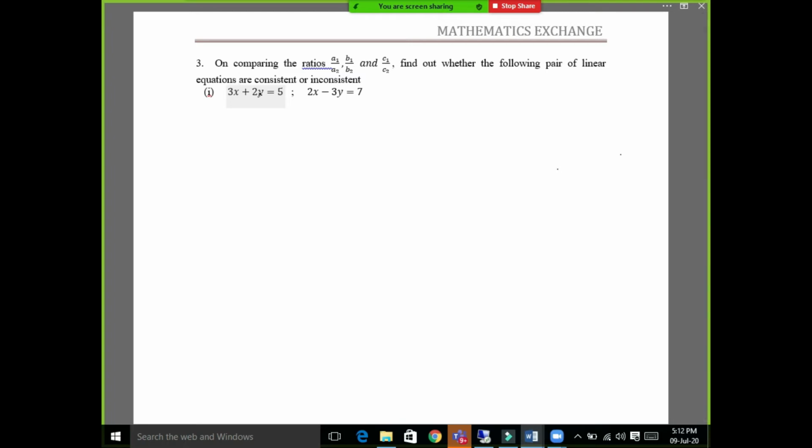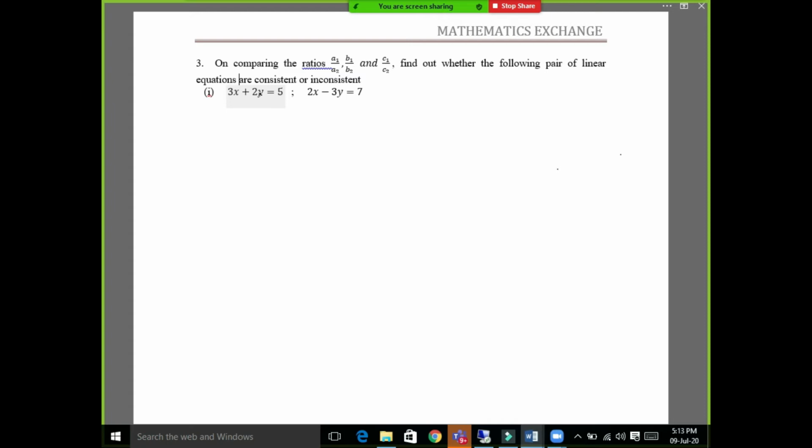So if a1 upon a2 is not equal to b1 upon b2, then the lines are intersecting lines, and for intersecting lines the equations are consistent. The second condition is if a1 upon a2 is equal to b1 upon b2 is not equal to c1 upon c2, then the lines are parallel, and the linear equations are inconsistent. And the third is a1 upon a2 is equal to b1 upon b2 is equal to c1 upon c2, that is the lines are coincident and the equations are consistent.